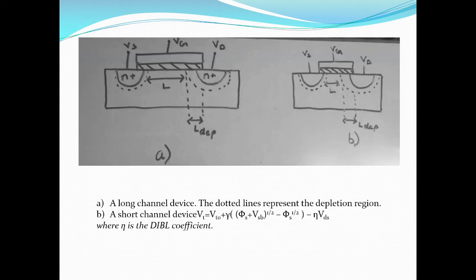Next, we will see how A represents a long channel device and B represents a short channel device, and the corresponding depletion length coefficient with respect to the channel.